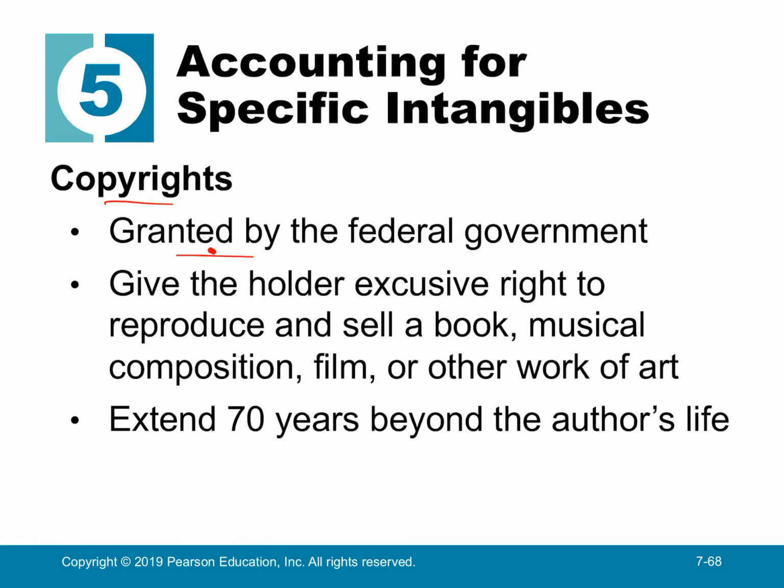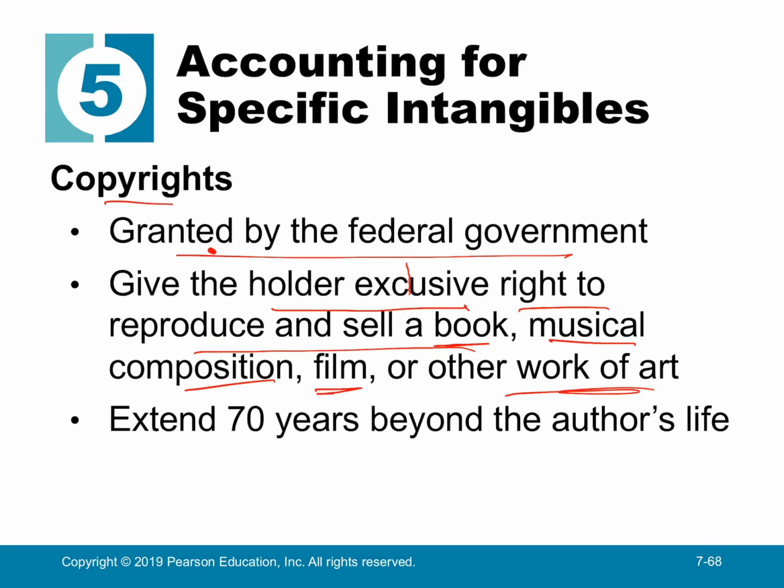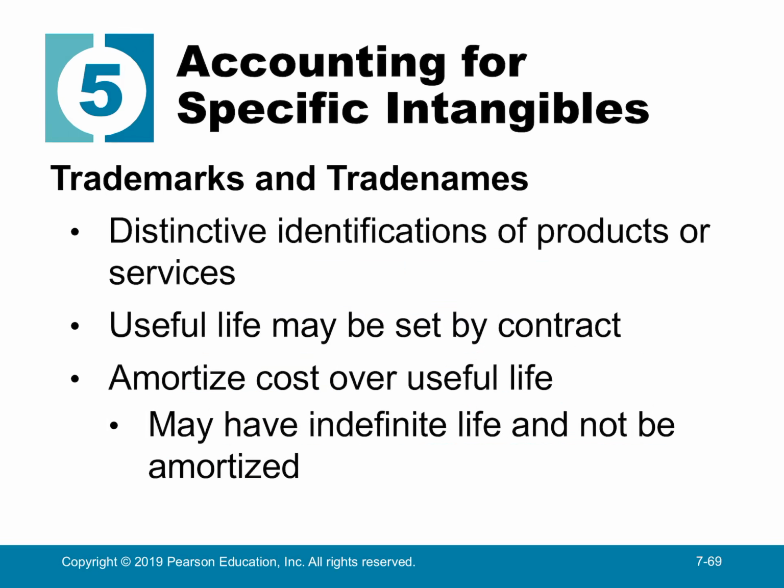Copyrights are another good example. They're granted by the federal government. These give the holder exclusive rights to reproduce and sell a book, a musical composition, a film, or some other work of art. A copyright generally extends 70 years beyond the author's life. So once the author dies, there's another 70 years that their estate can utilize that form of art.